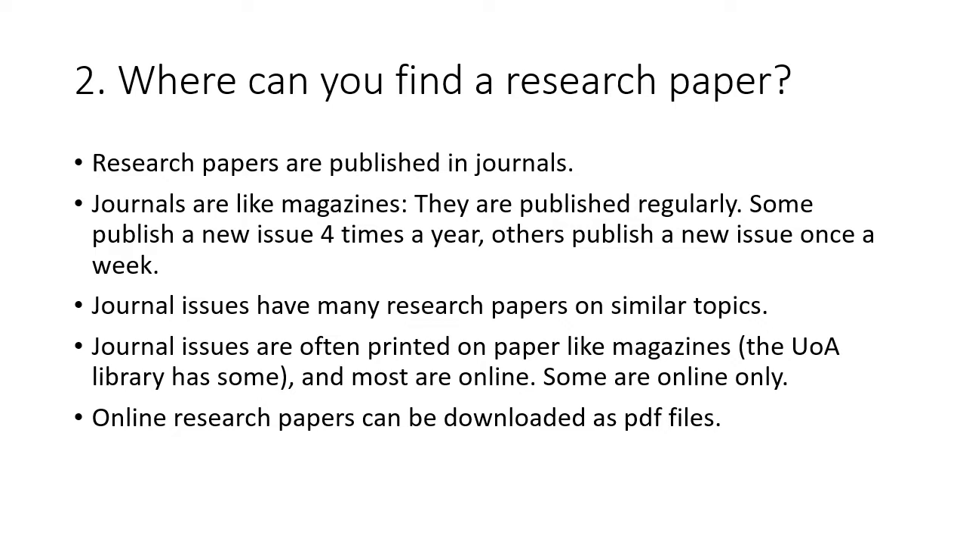Journals tend to have research papers on very similar topics. So if you look at an artificial intelligence journal, all the papers will of course be about artificial intelligence. If you look at a computer science journal, well, that's much more broad because it also includes artificial intelligence. So we have some journals which are very specific and some which are more broad. Okay, so let's think about the online research papers. Often you can download these as PDF files, but sometimes you read them online as HTML documents.